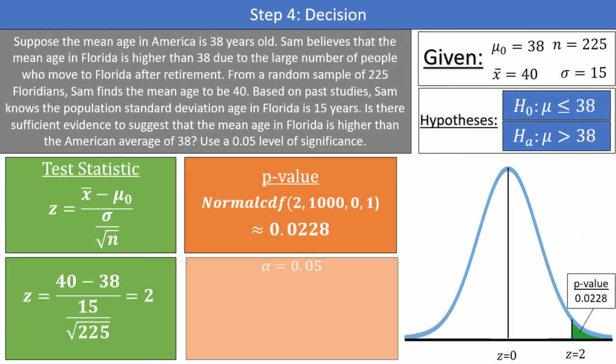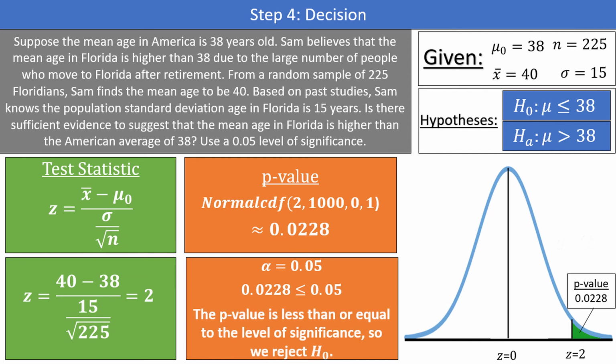Anyways, the level of significance alpha is equal to 0.05. The 0.0228 p-value is less than or equal to 0.05. The p-value is low, so the null has to go. So the p-value is less than or equal to the level of significance, and we therefore reject the null hypothesis.